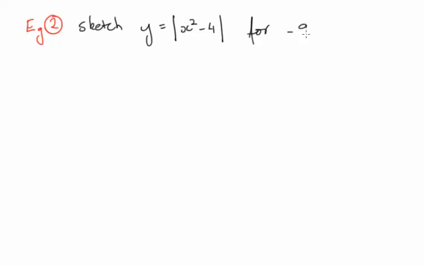For -9 to 9. So this time I'm including -9 and 9. It's the same story here. Ignore the absolute value bars for now and just treat it like it was y equals x squared minus 4. Well, let's see, no dilation, no reflection. So we have a translation of 4 units down. So our graph originally looks like that, and it's translated 4 units down.